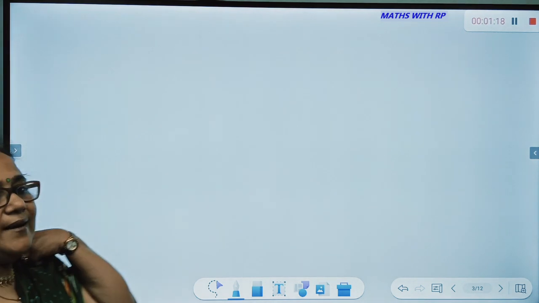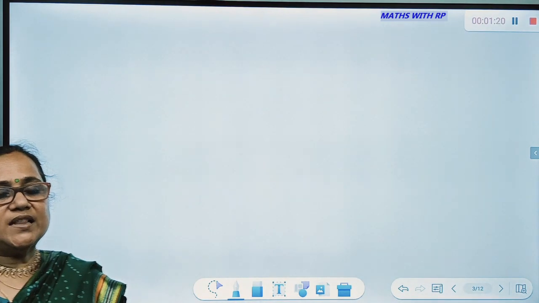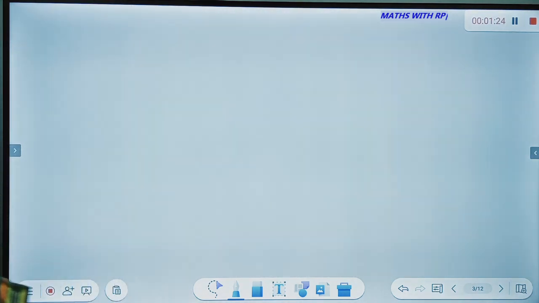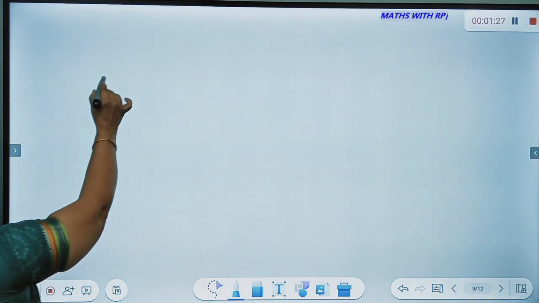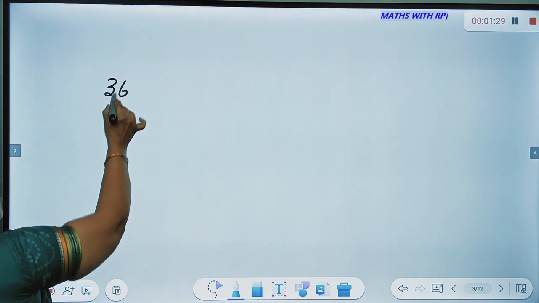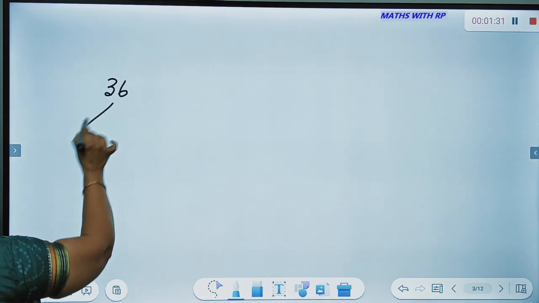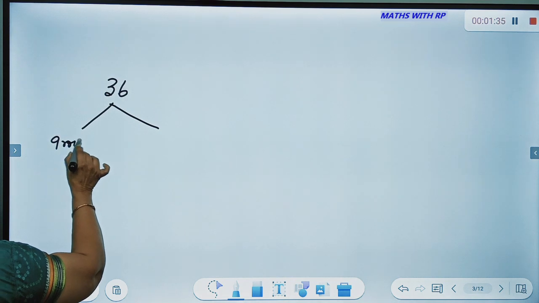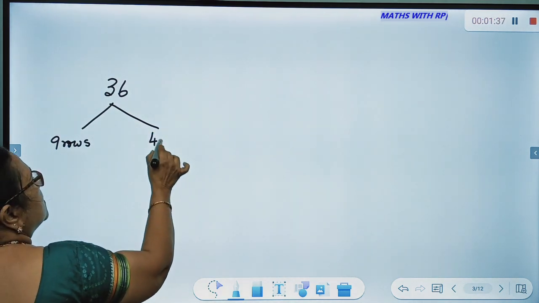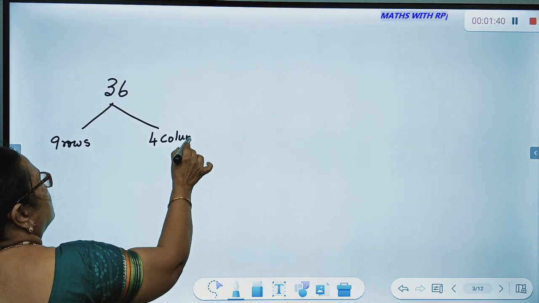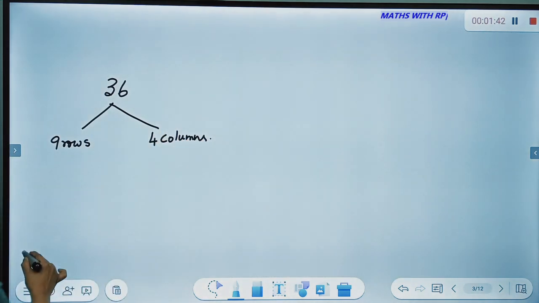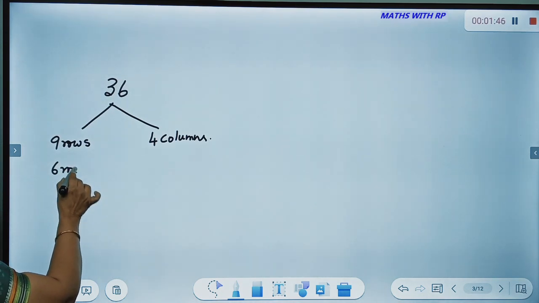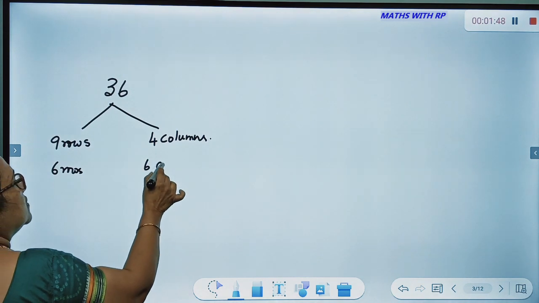So what is a matrix? A matrix is nothing but a rectangular arrangement. Suppose you have a class and there are 36 students. How can you arrange them? I can arrange them into 9 rows and 4 columns, or I can arrange them into 6 rows and 6 columns.